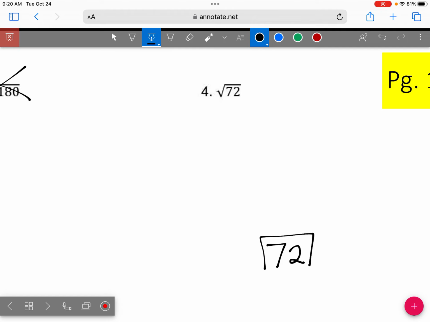Show me with your fingers, how many layers did you have? I haven't done it yet, but how many layers do you have in your cake? I see a 7, I see a 5, I see a 5, I see 5.